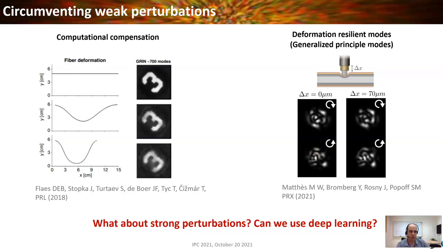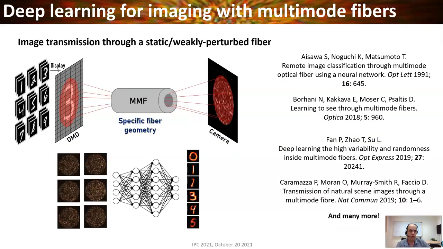What we asked ourselves was whether we can use deep learning to find invariants of the strong fiber perturbations that will help us image through the fiber in a robust manner. In the last few years or so, deep learning has been integrated nicely with imaging through multimode fibers. What people typically do is display images on the input facet of the fiber, using a DMD, a digital micromirror device, and record the output speckle patterns, and then use a neural network to reconstruct the input images from the speckle patterns. This approach works very well for a single fiber configuration.